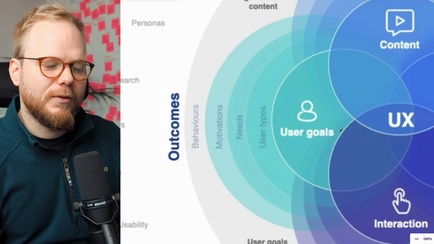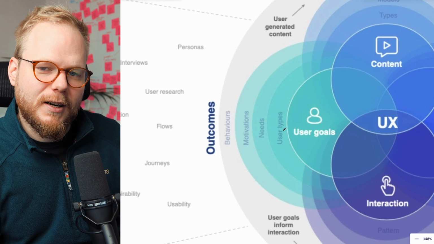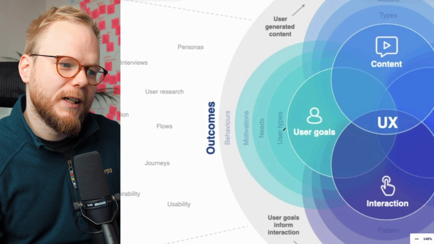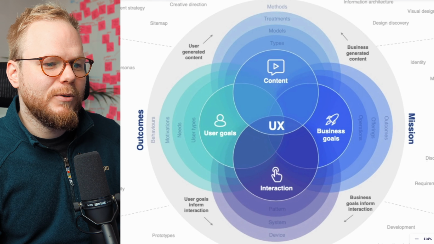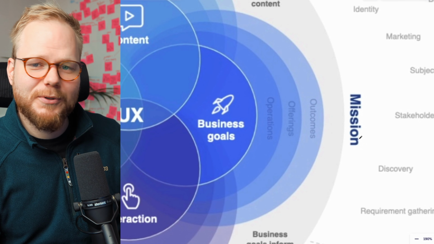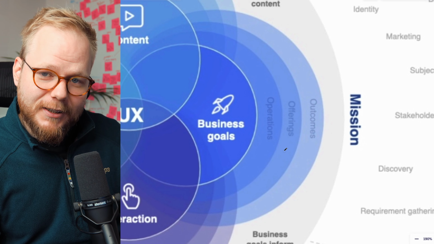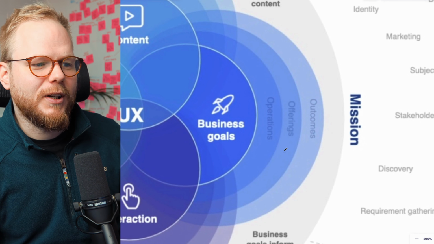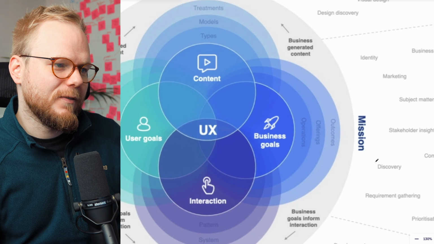So if I were to take something like the user goals, naturally you're going to start with the user types. See exactly where the segments are, like what are the customer segments, what are their needs, what are their motivations, what are their behaviors. If we were to take the opposite side, the business goals, and you want to drive towards the mission, like what are the operations? What are the offerings, like what are the products or services you're giving? What are the actual outcomes we want? And then link that into the mission.